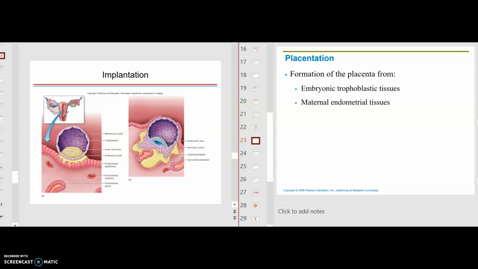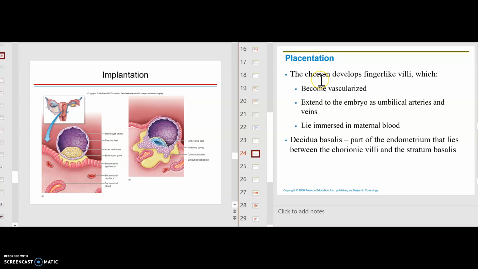Okay, class, we ended last session talking about implantation, and now we're on the formation of the placenta, placentation. Basically the placenta is formed from the mother's tissue and the conceptus tissue, the embryonic trophoblastic tissue and maternal endometrial tissue.